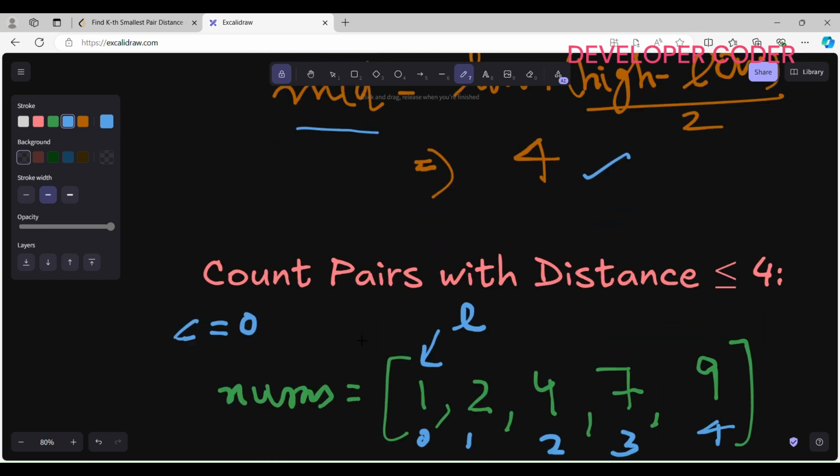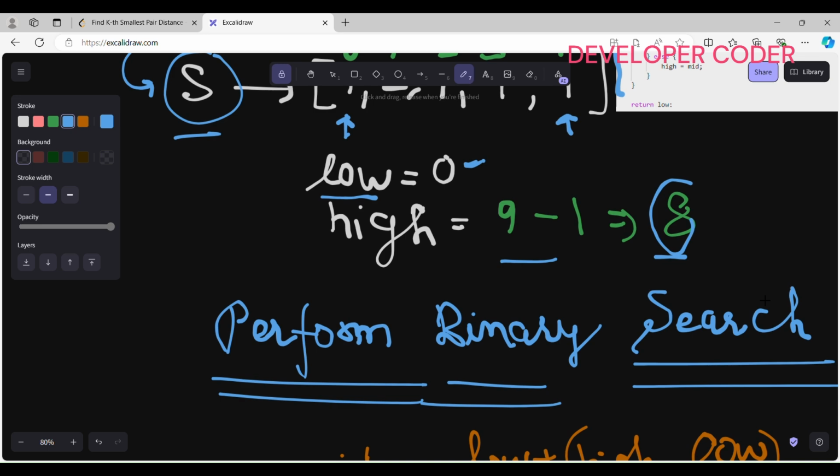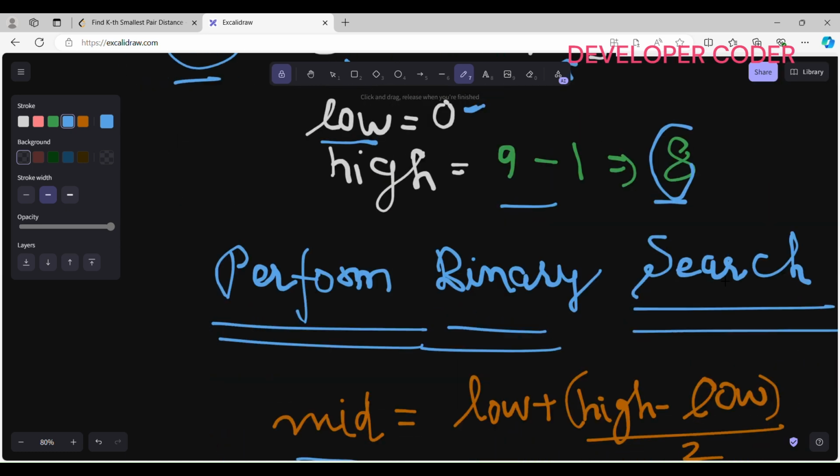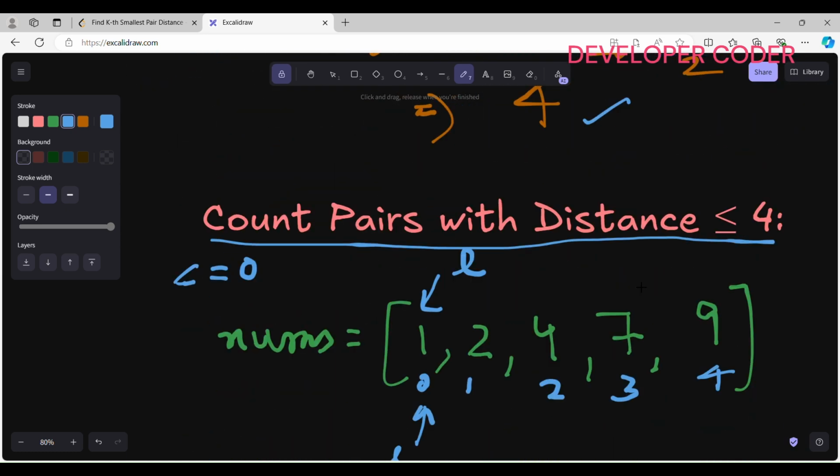Now we have to count the pairs with a distance less than or equal to 4. That is why I am calling this method here, count pairs which are less than or equal to 4. In this I am passing my nums array and the mid value, which is nothing but 4. If these pairs are less than k, then I have to update my low. Otherwise, if the number of pairs is greater than or equal to k, I have to update my high. So this is what we have to do.